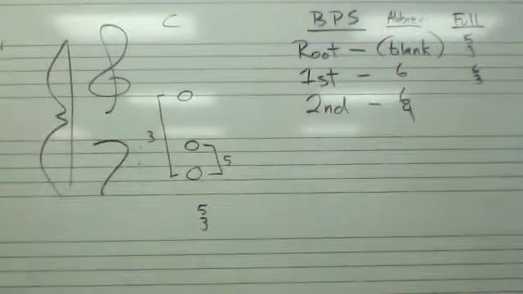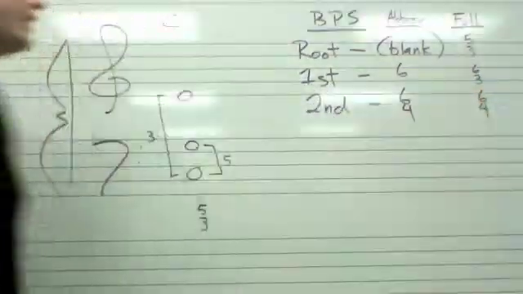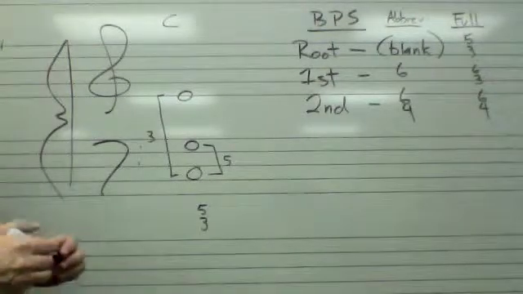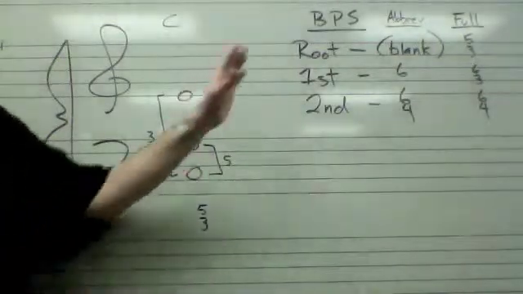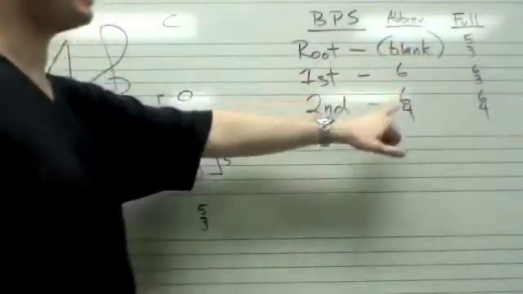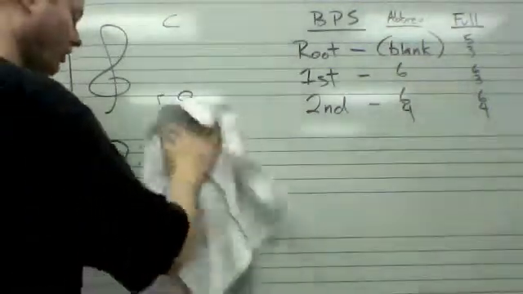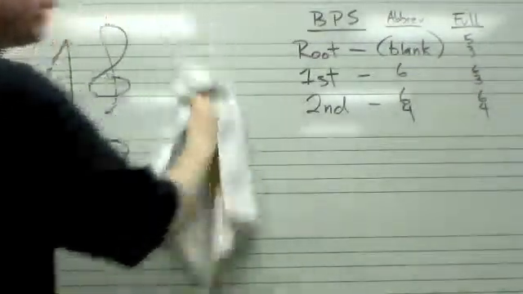The full version of a first inversion is 6-3. The full version of a second inversion is the same as its abbreviation. So these do take a little bit of memorization. Root position is blank, first inversion is 6, second inversion is 6-4. If you ever hear anybody refer to something as a 6-4 chord, they're talking about a triad in second inversion.